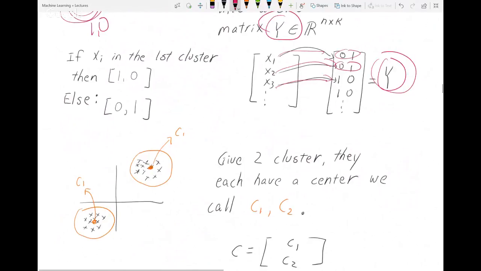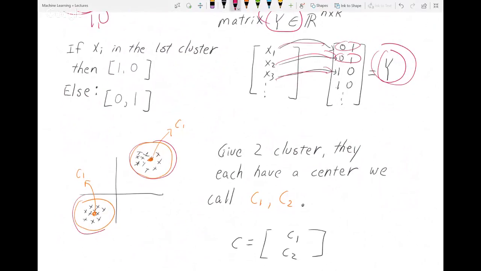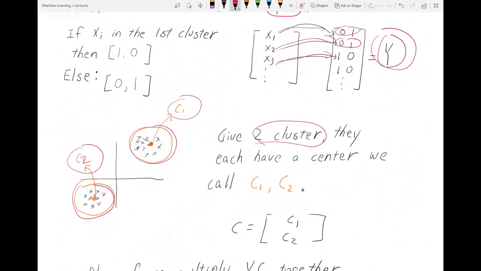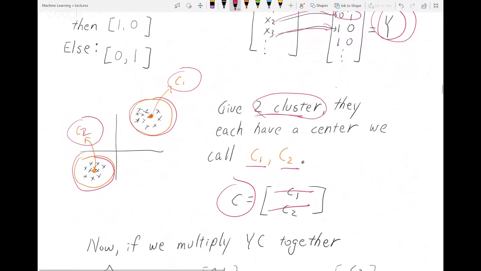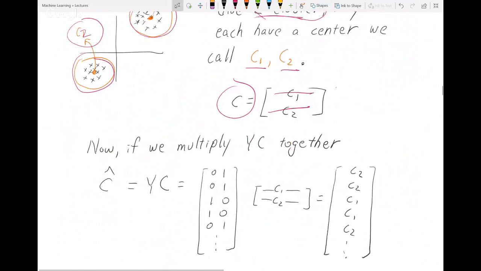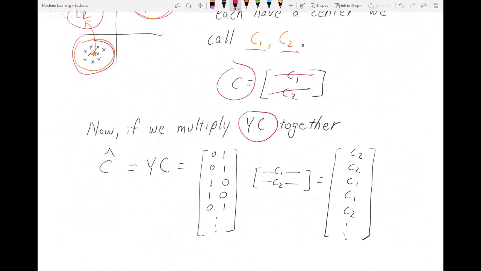And we don't know the centers, but let's assume in each cluster there's a center, which I'm going to call C1, and then C2. Given that I have two clusters, it's just C1 and C2, right? I'm going to stack them together and call this stacked version C. Next, I want to multiply Y and C together. Remember Y is the cluster designation, which of course we don't know. And then there's C, the centers, which we also don't know. But let's assume for now that we know them.